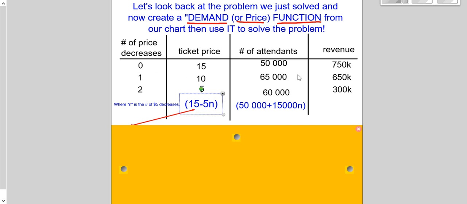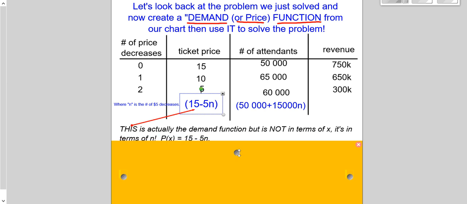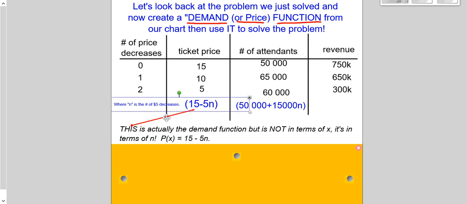So if you did this the same way you did before, this ticket price, this relationship here, just this half, was actually the P of X you want. That's your demand function. But the problem is that demand function is in terms of N, where N was this weird thing, the number of $5 decreases, which doesn't sound right.